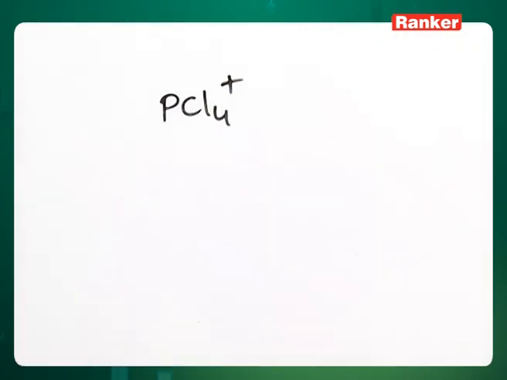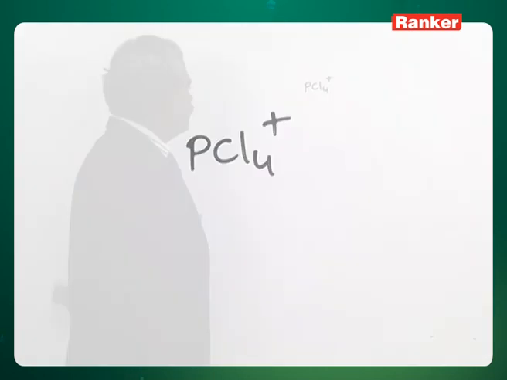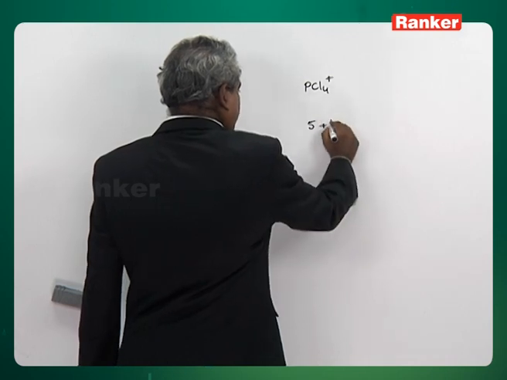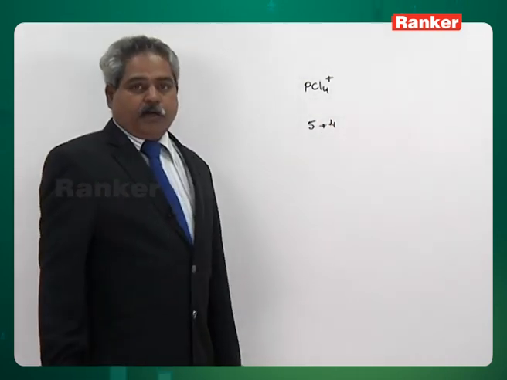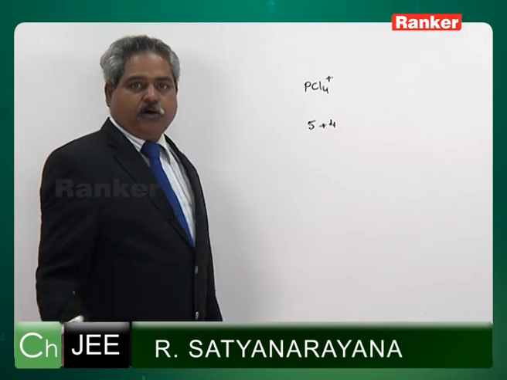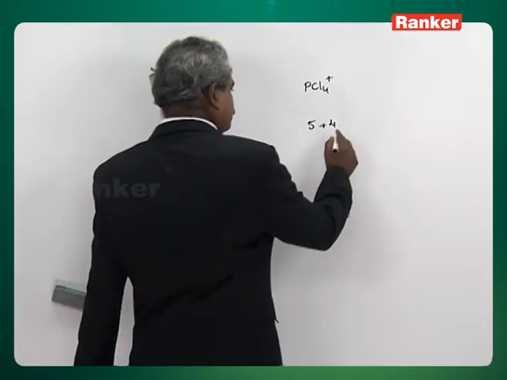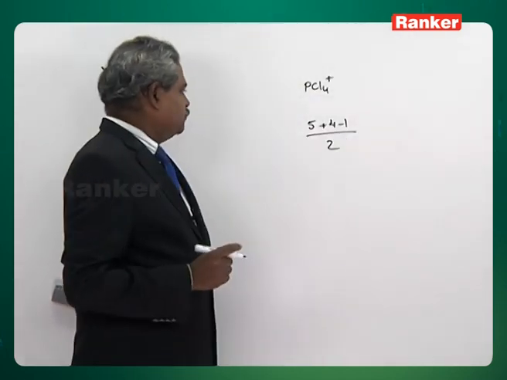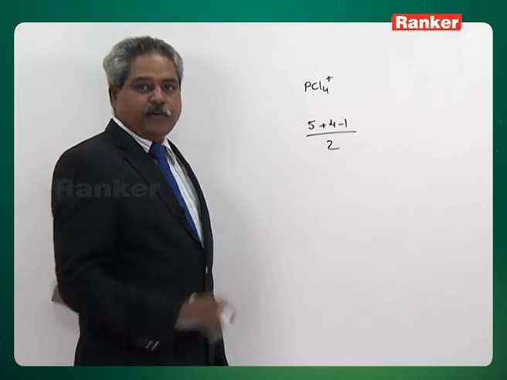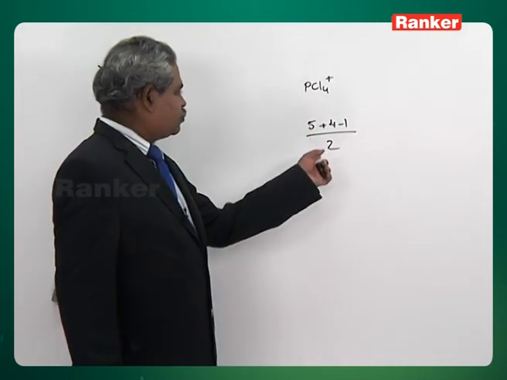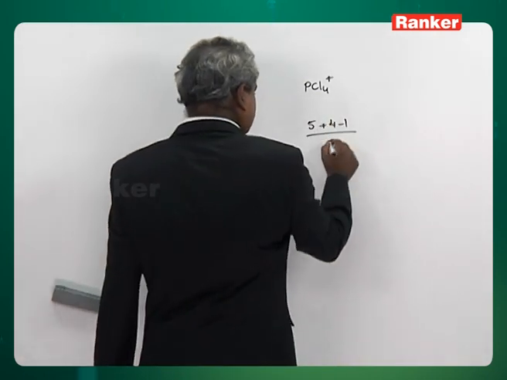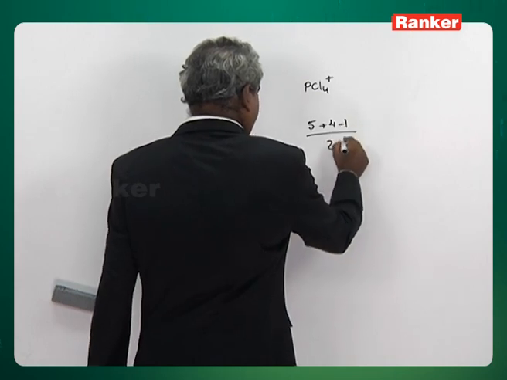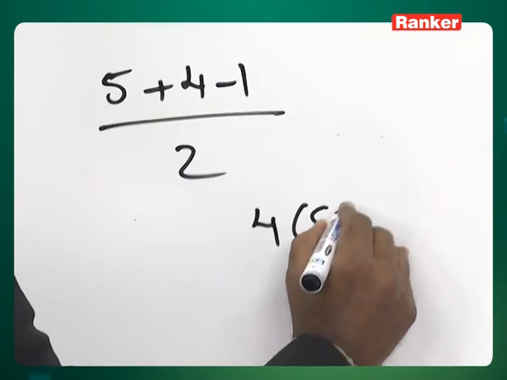PCl4 plus. What is the hybridization of phosphorus in this ion? 5, the group number, valence electrons. 4 chlorines. Consider them; only oxygens need not be considered. All others should be considered. 5 plus 4 minus 1 by 2. I told you a positive charge should be subtracted, and a negative charge should be added. Positive plus, right. 5 plus 4 minus 1 by 2. 9 minus 1 by 2. 8 by 2, 4, once again sp3.